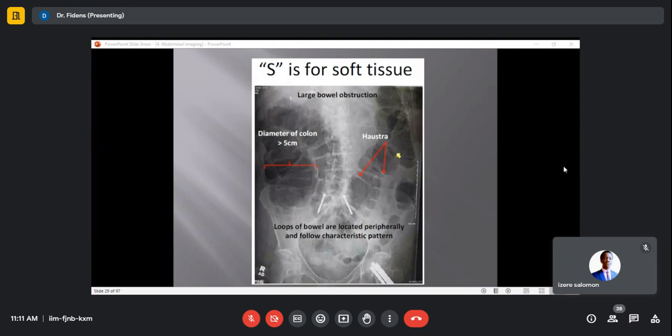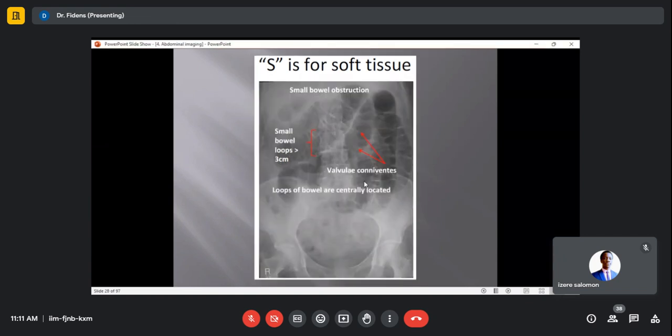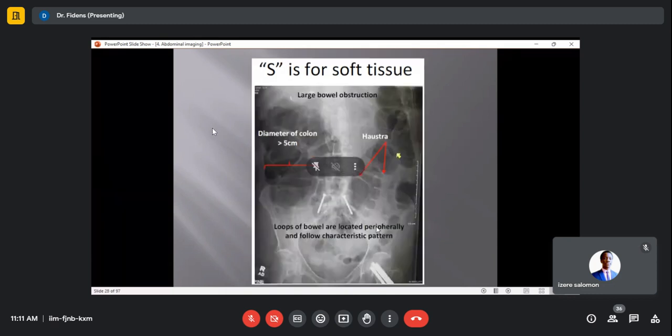I was trying to compare, you remember the previous image for the small bowel, what we look for so that we are able to call it small bowel dilatation. But the second one is about large bowel obstruction. I told you first of all, the bowel loops we are looking at are dilated. That's number one. Number two, it's about the location. They are peripherally located. I was telling you the anatomy. I don't know if you could hear me.